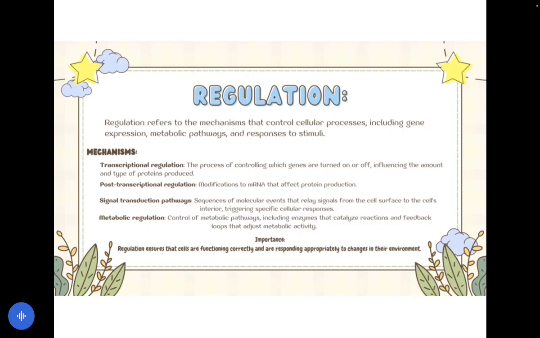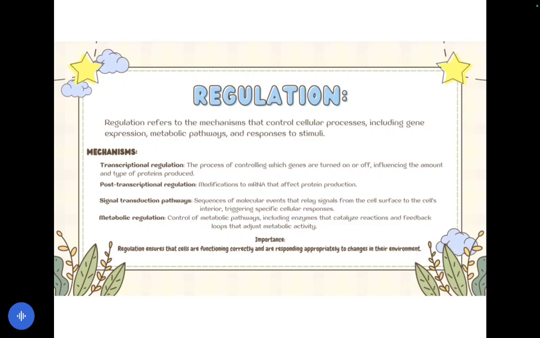Okay, last is metabolic regulation. Control of metabolic pathways, including enzymes that catalyze reactions and feedback loops and adjust metabolic activity. So, metabolic regulation, it refers to the process by which metabolic pathways are controlled in living organisms to ensure efficient energy production and sa cellular function.